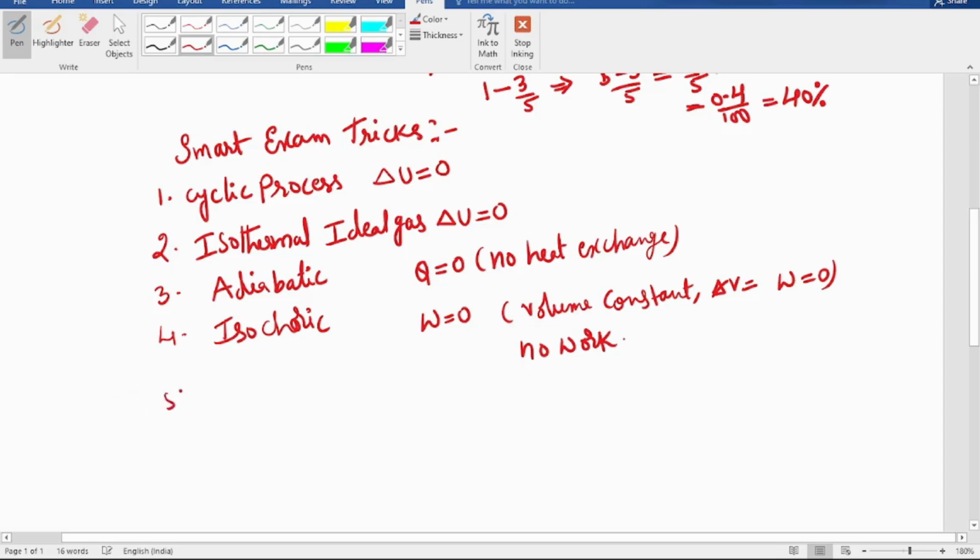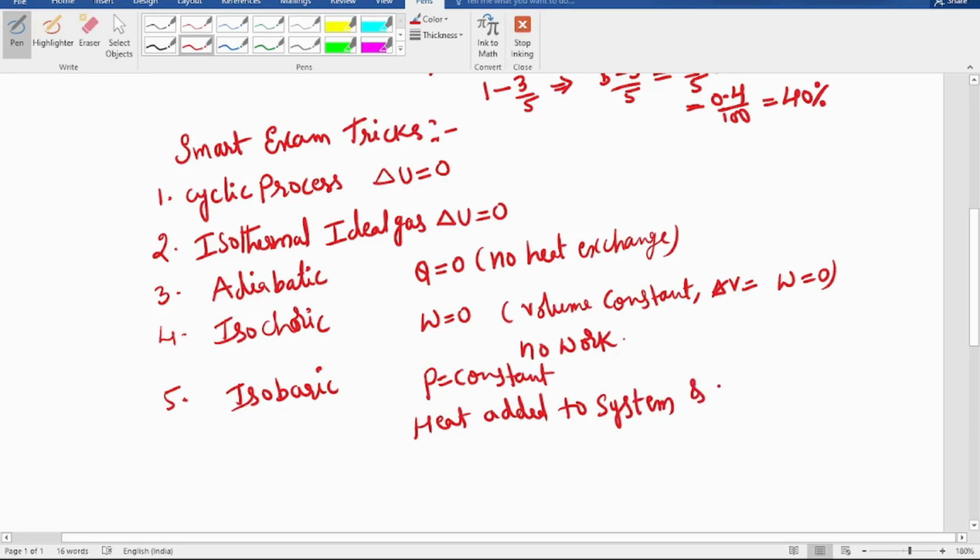The next one is about isobaric. When it comes to isobaric, iso means same, and baric is nothing but pressure. Here the pressure is constant, so the heat added to the system goes with the pressure remaining constant.